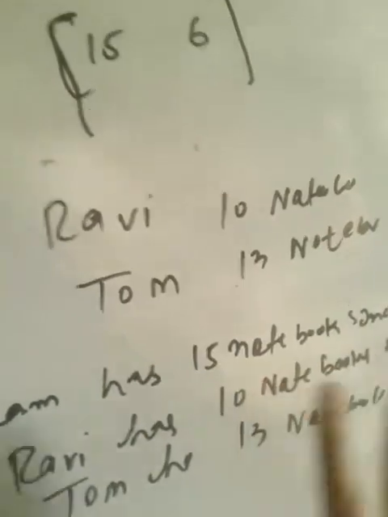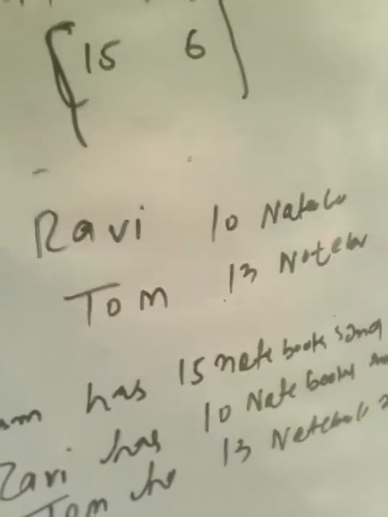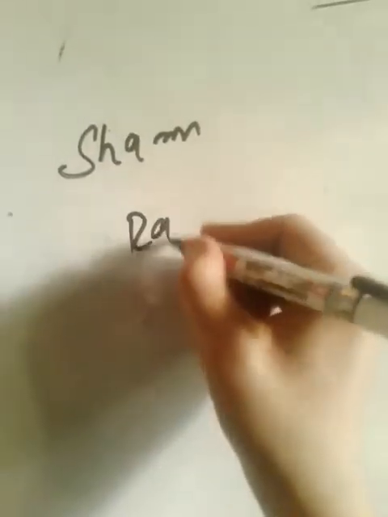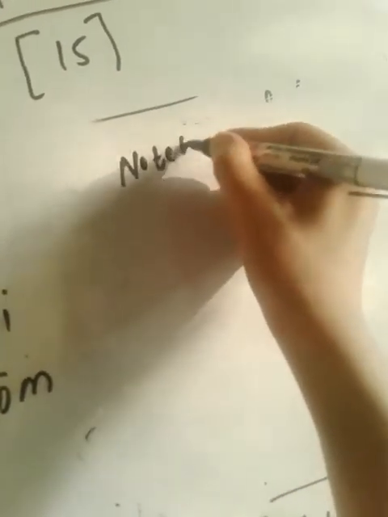We are trying to keep this information as precise as possible. Have a look at how we can write this. We will write Sham here, Ravi here, and Tom here. Have a look, we have 2 items here: notebooks and pens. We will write notebooks here, and pens here.